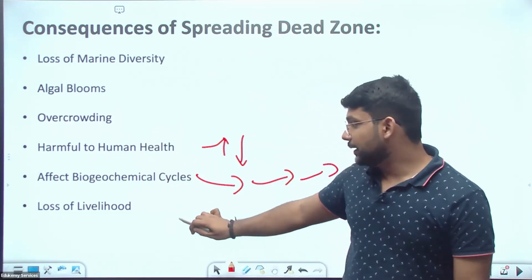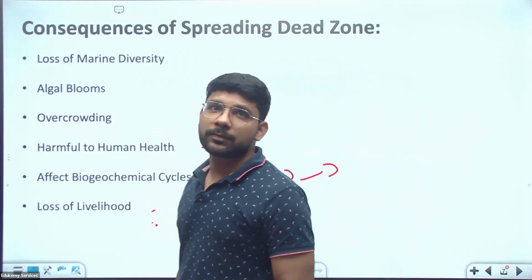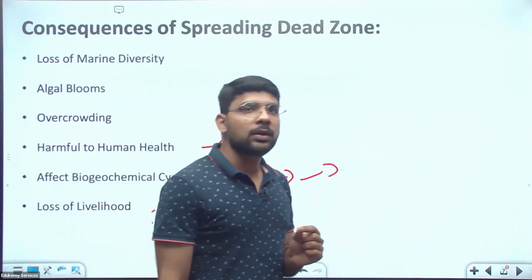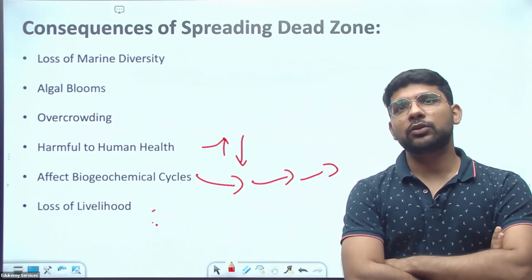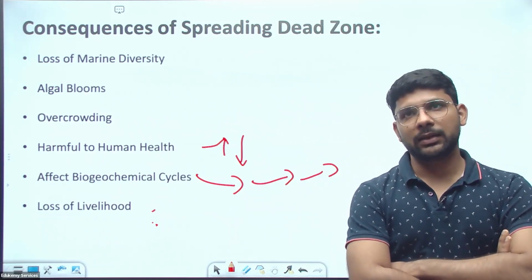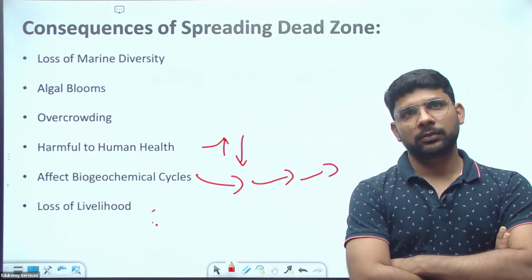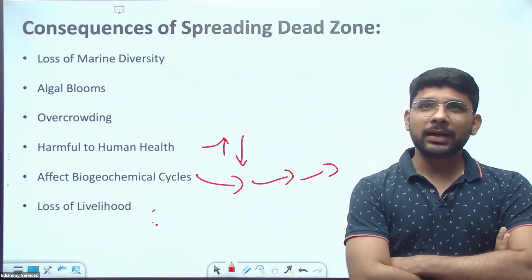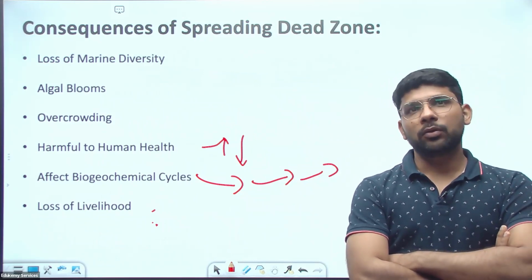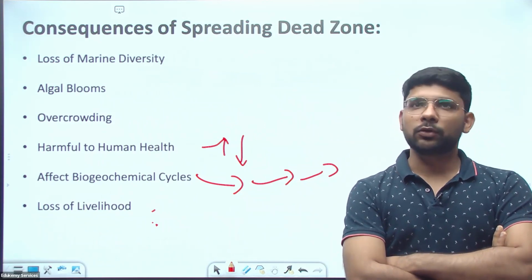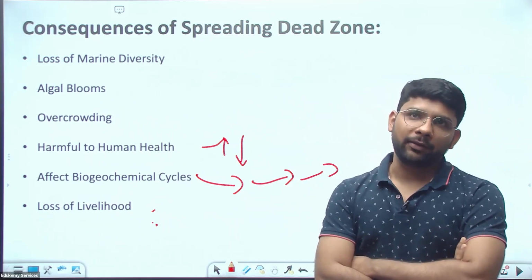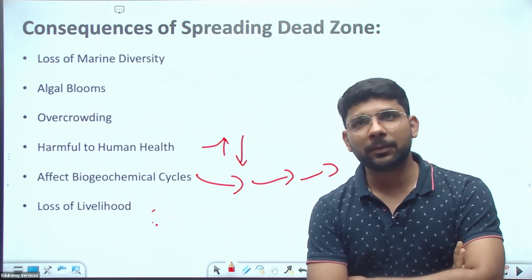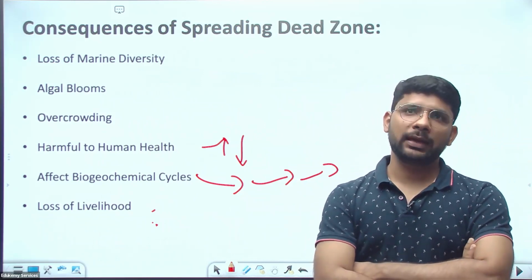Then last but not the least, in the present context, the loss of livelihood. The livelihood of the fishermen, the livelihood of the people who are collecting this marine life for sale, for food. So there can be a direct impact on those people who are completely dependent on this marine life for earning.